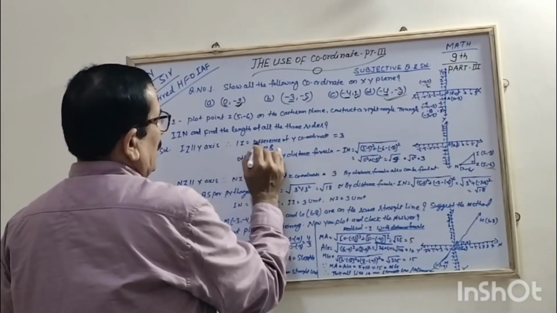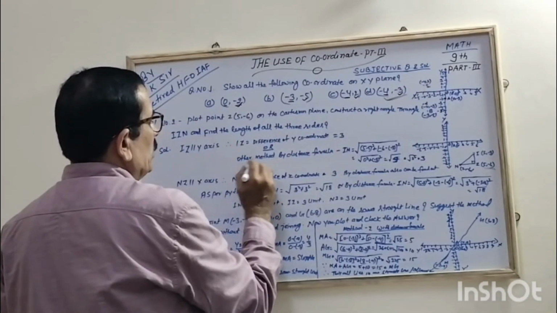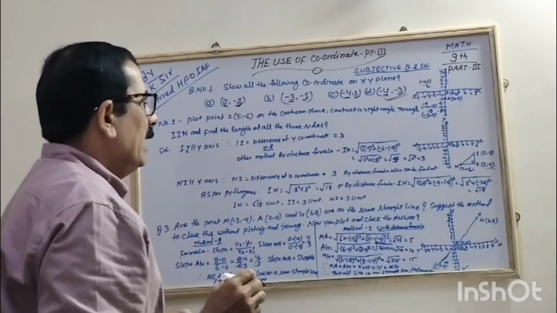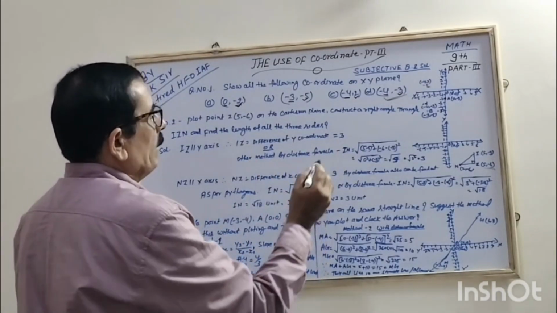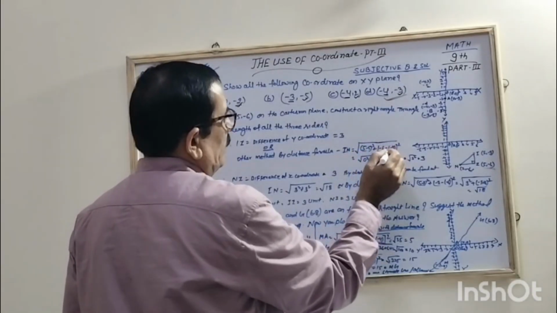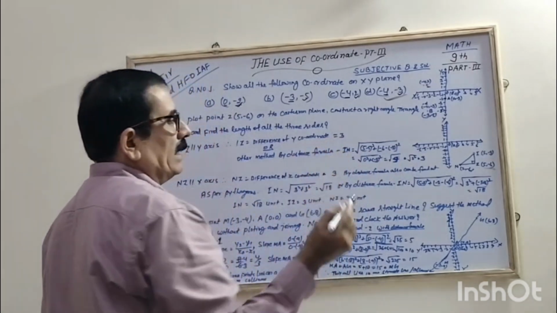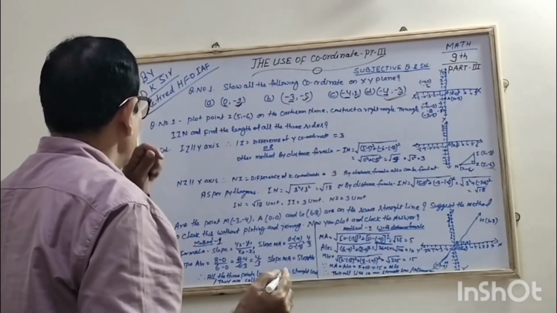So the difference of the y coordinates becomes 3. Or we can use the other method, the distance formula also. We can take the difference between the x coordinates plus the difference between the y coordinates, and we are going to get the same. So there are two procedures, and you can follow any one.